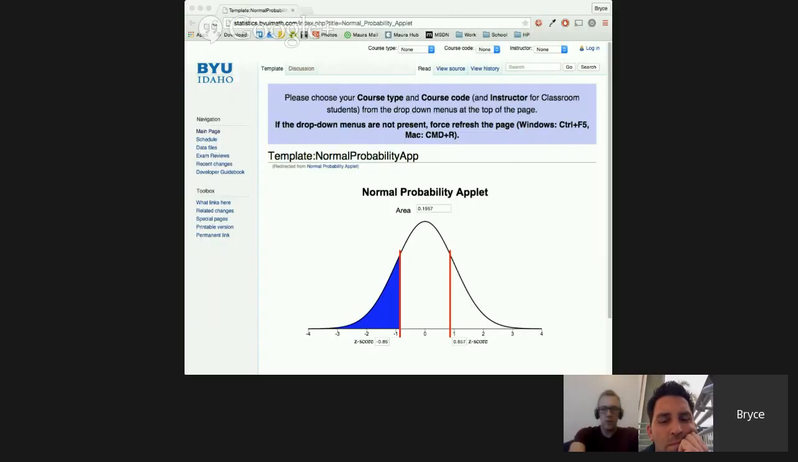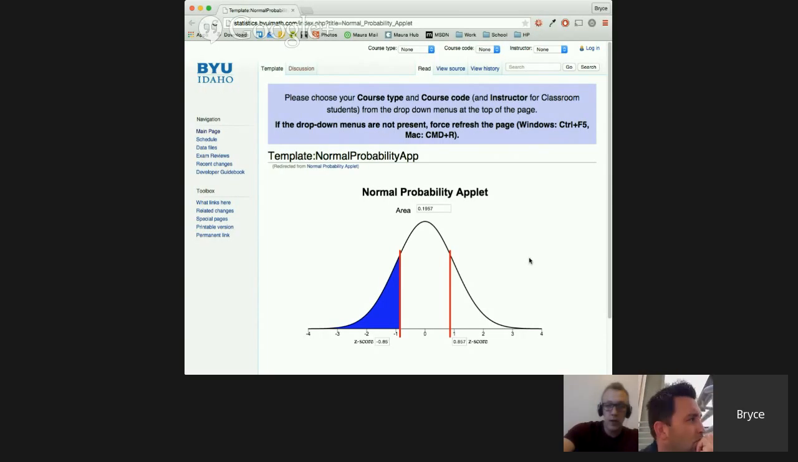Okay, I finally pulled it up. So we want less than negative 0.857. And I got 0.1957. Yep, that's what I got too.